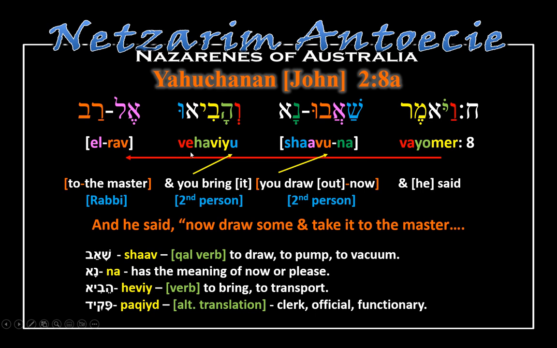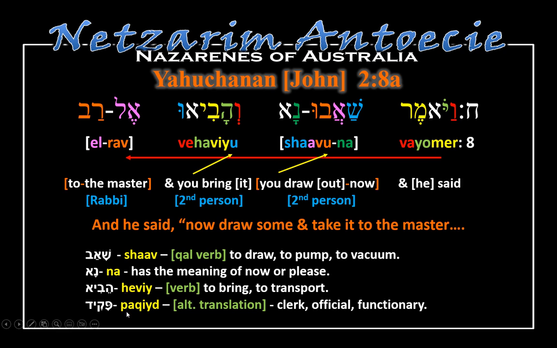And of course the vav is and, and then we've got ha-vi. Ha-vi is like causative, right? The hey there is like causative. And vi, with the yod there, always means to bring. So, and you bring, and then I've added it, and you bring it. All right, now I've got down here, hevi is a verb to bring, to transport. And then I've got el, which is to, rav, meaning the master. And it literally means rabbi.